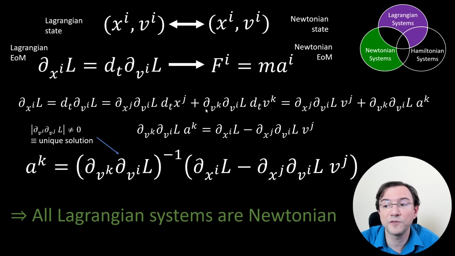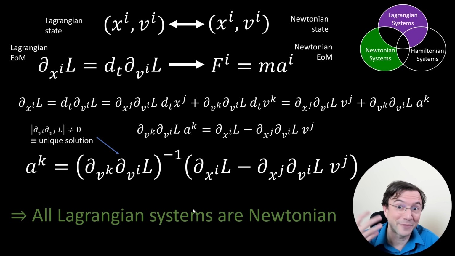And of course, to be able to invert the matrix, the matrix has to be invertible. But as you remember before, we said that the determinant of this matrix has to be different than 0 so that we have a unique solution for the Lagrangian. And lo and behold, this is exactly the condition that we need to invert this matrix. Essentially, that condition for the unique solution is telling us that we can actually find the acceleration as a function of position and velocity. It's exactly that condition. And so all the Lagrangian systems that give us a single solution are Newtonian systems.